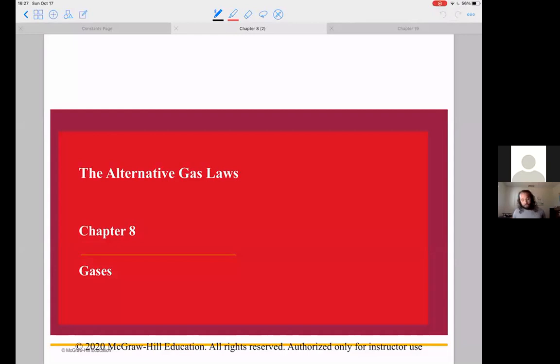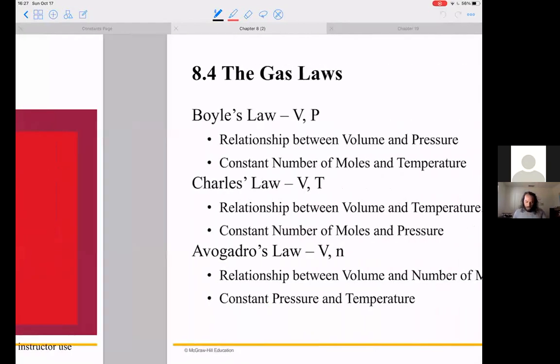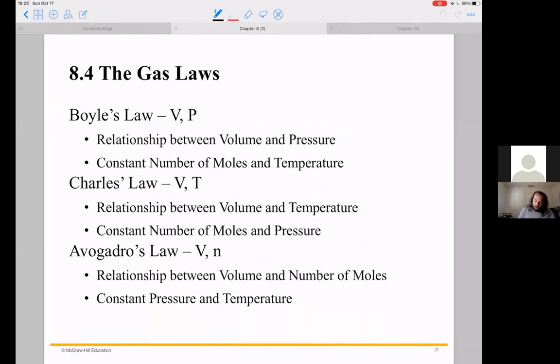But since we've already learned the ideal gas equation, the easiest thing is to have that PV equals nRT memorized, and then you can easily get all these different alternative gas laws from that equation. So let me show you what I mean. There are three that we're going to talk about: Boyle's Law, Charles' Law, and Avogadro's Law.